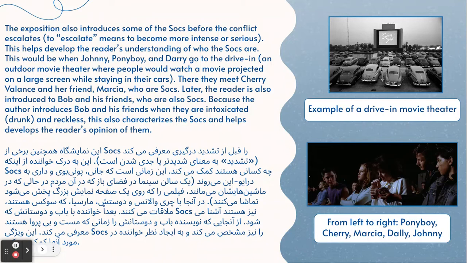There they meet Cherry Valance and her friend Marcia, who are Socs. Later, the reader is also introduced to Bob and his friends, who are also Socs. Because the author introduces Bob and his friends when they are intoxicated, which means to be drunk, and reckless, this also characterizes the Socs and helps develop the reader's opinion of them. You may notice you first received a negative opinion of the Socs.